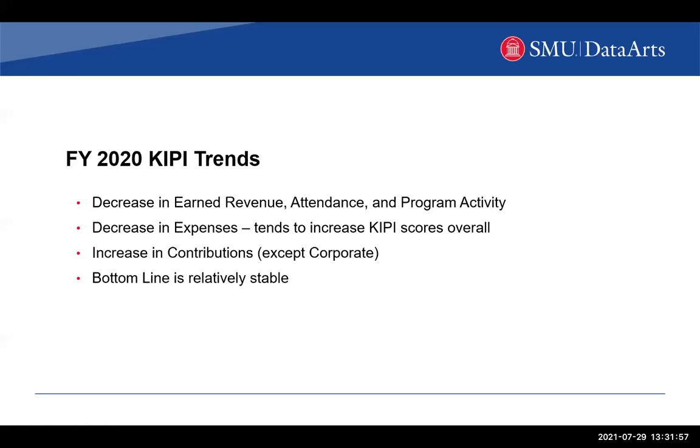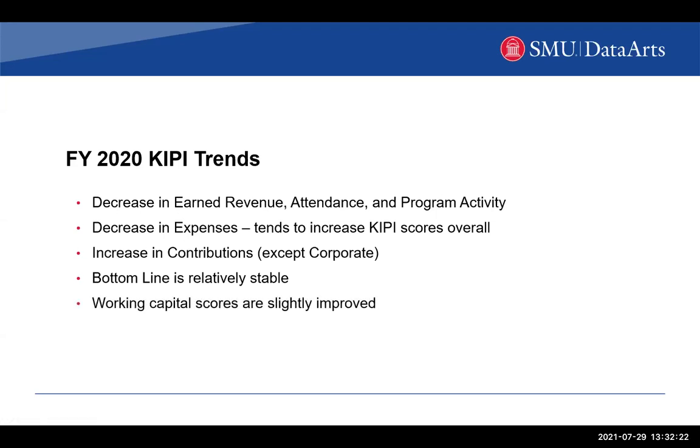KIPI scores related to the bottom line were relatively stable overall. Bottom line refers to whether organizations are operating in a surplus or deficit. This signals that for many organizations, the difficult decisions they made to cut their expenses, as well as new sources of support they found, meant they were able to avoid operating at a deficit, or maybe we could say operating at a greater deficit than they normally would.